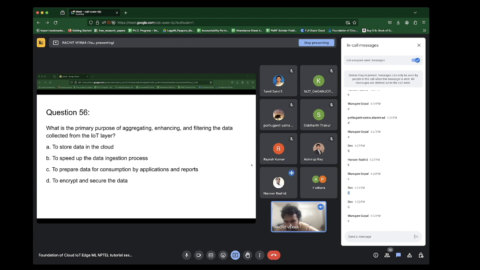What is the primary purpose of aggregating, enhancing and filtering data collected from the IoT layer? Store data, speed up data consumption by applications and reports, or encrypt and secure data.